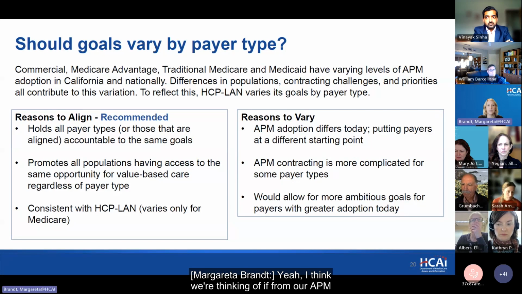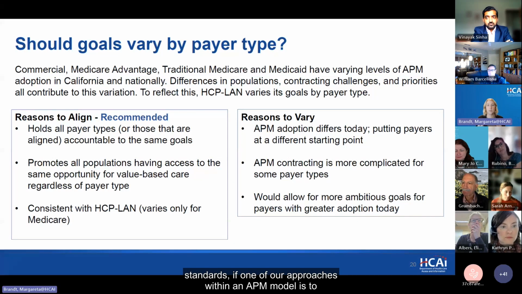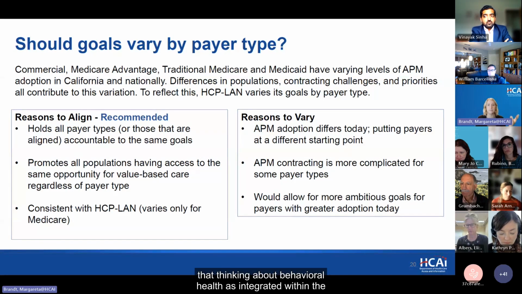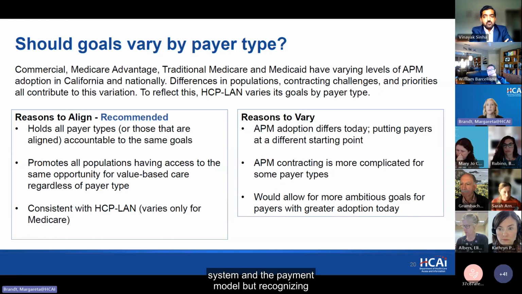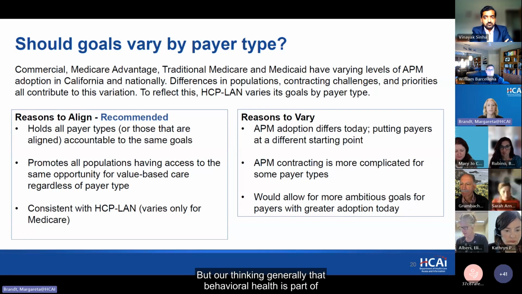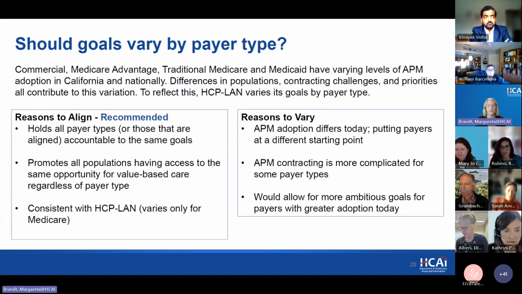Yeah, I think from our APM standards, if one of our approaches within an APM model is to promote behavioral health integration, then we're thinking about behavioral health as integrated within the system and the payment model, but recognizing there are lots of challenges and structures in place that may prevent or make it more challenging to have full behavioral health integration. But we are thinking generally that behavioral health is part of the systems that we're talking about in terms of alternative payment model adoption.